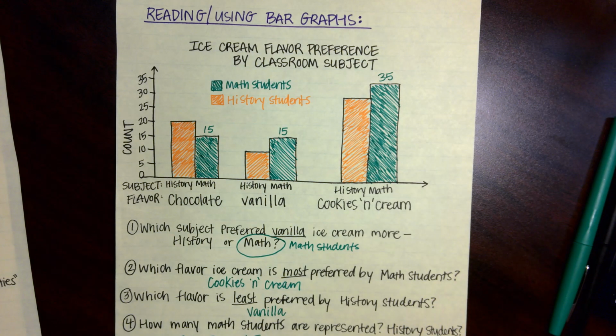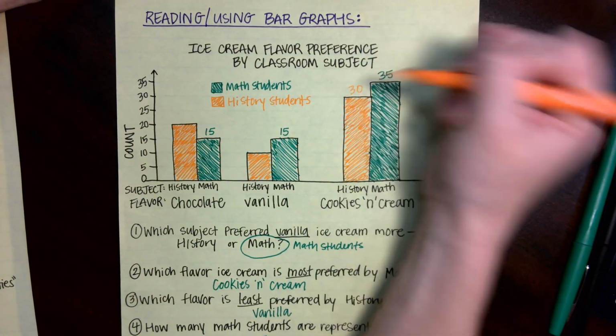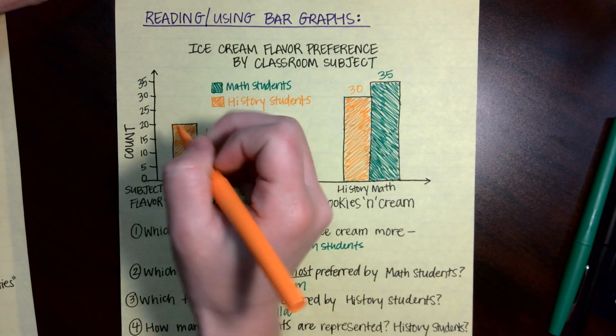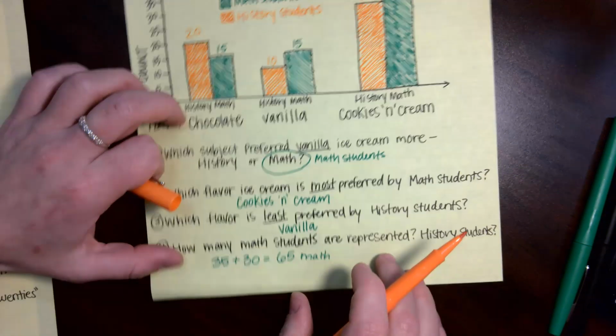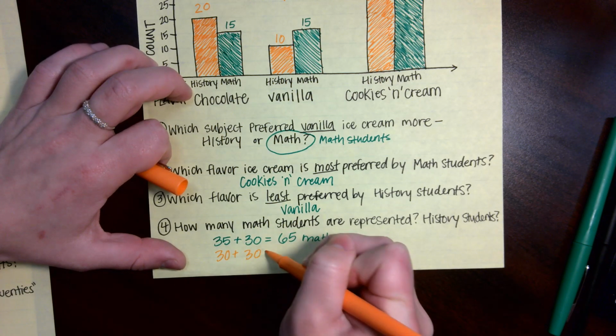And let's check out history. How many have we got in each category? I heard 30 for cookies and cream, 10 for vanilla, and 20 for chocolate. So 20 plus 10 is 30, plus 30 is 60. So we've got 60 history students.